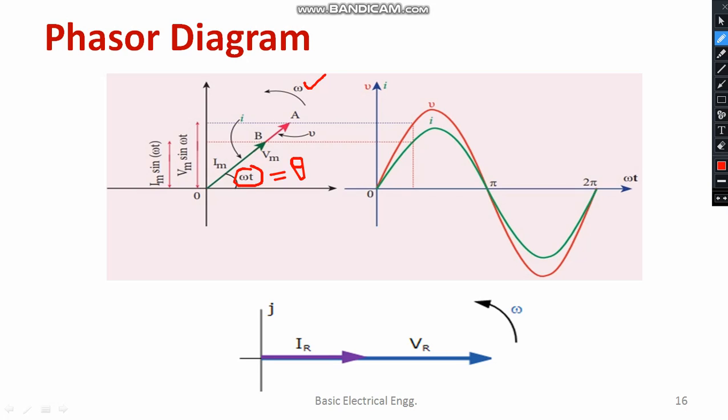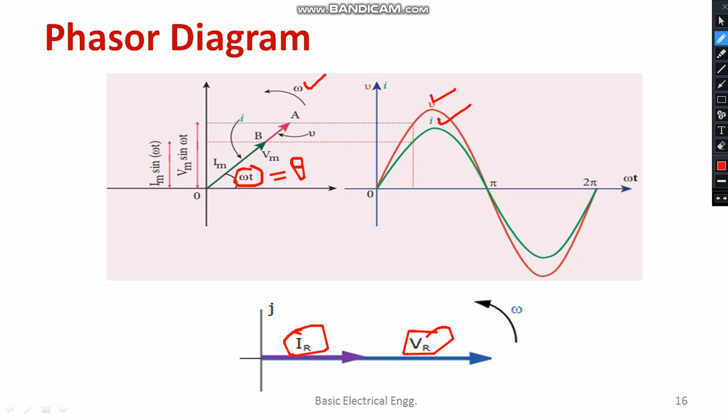One more important thing, both are in the same phase. Both the arrows are lying in the same plane. So Vm and Im, both are in the same phase, or you can write V and I, both are in the same phase. But the magnitude is different. Otherwise you can represent it in this fashion: IR and VR, both are in the same phase. This is another way of representation.